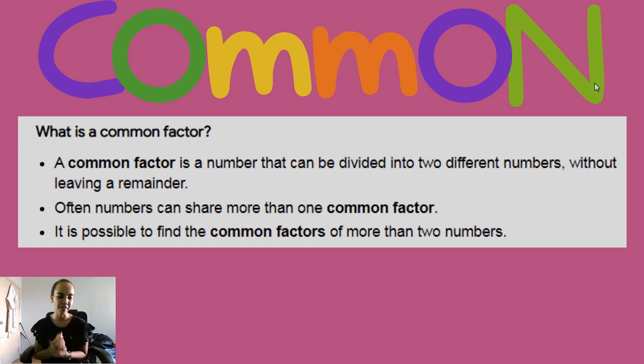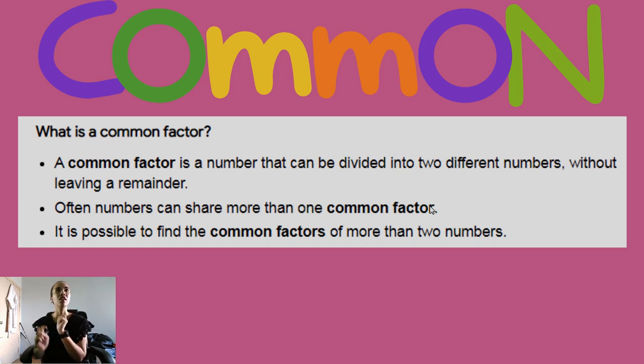So what is a common factor? Let's see. It says a common factor is a number that can be divided into two different numbers. Okay, so let's use an example. I have two numbers, number 10 and number 20. What is one number that both of these can divide into with no remainder? 1, right? Yes. 1 can go into 10. Yes. 1 can go into 20. Perfect. 2. 2 can go into 10 and 2 can go into 20. 2 is a common factor of 10 and 20.